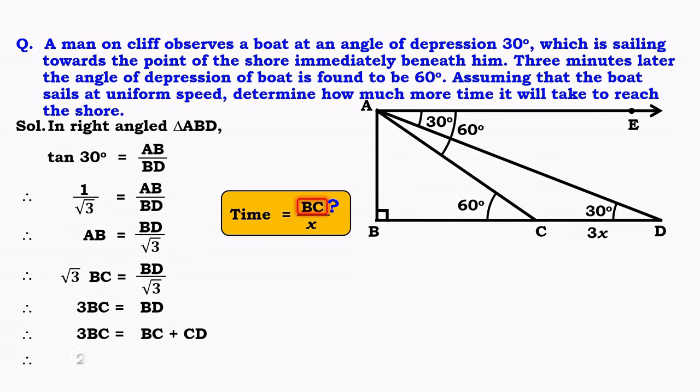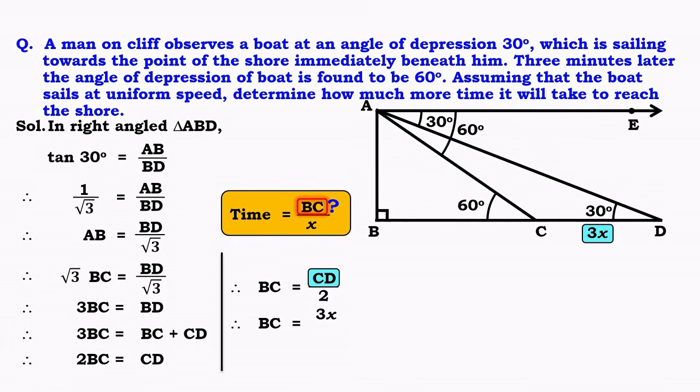Now, BD is made up of BC and CD. Therefore, 3BC is equal to BC plus CD. Subtracting BC from both sides, 2BC is equal to CD. Hence, BC is equal to CD divided by 2. Since CD is equal to 3x, we get BC is equal to 3x divided by 2. Therefore, BC is equal to 1.5x units.